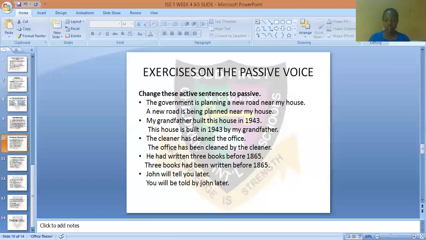John will tell you later. John is the subject here. Tell is the verb in the sentence. Is John performing the action? Yes, in the active voice, John is the performer of the action. You will be told by John later. This sentence now is in the passive voice.